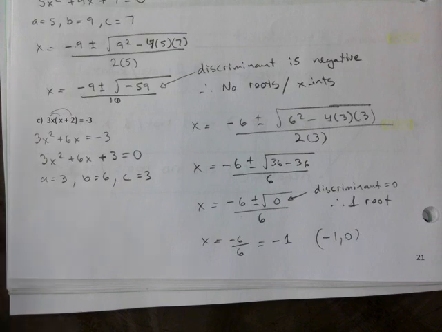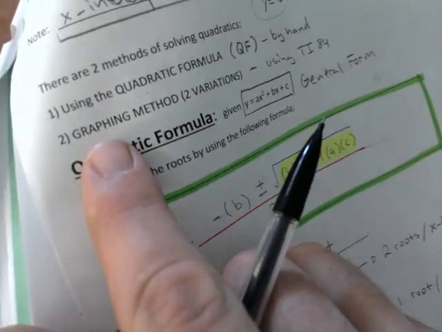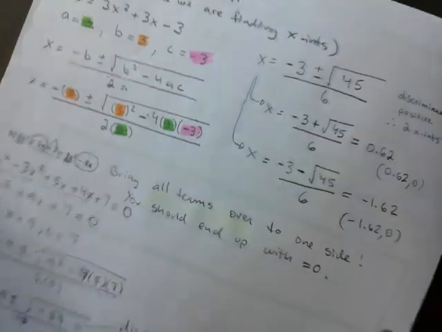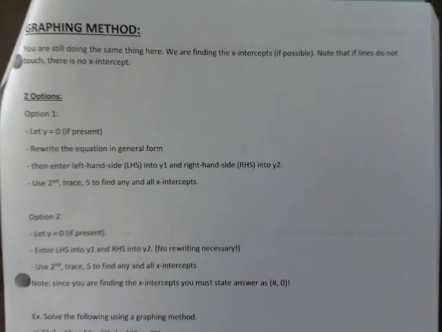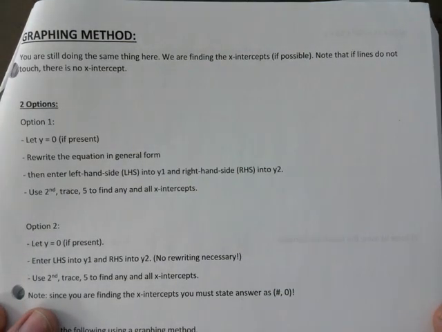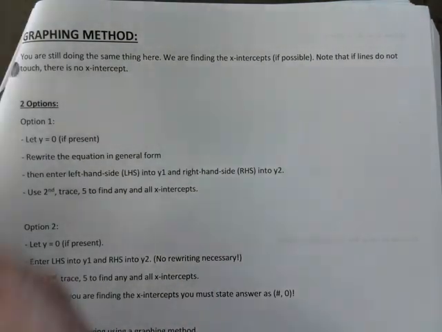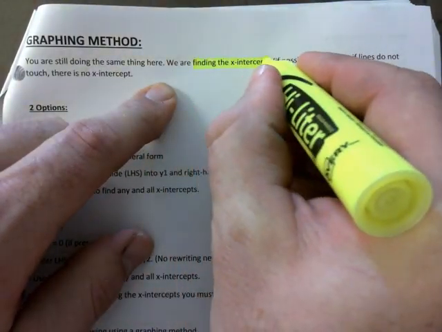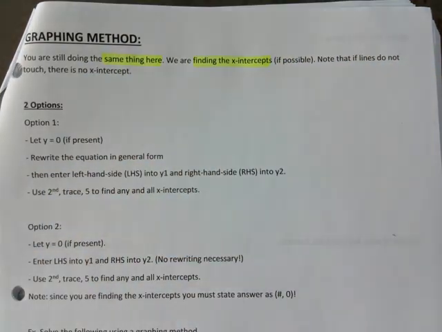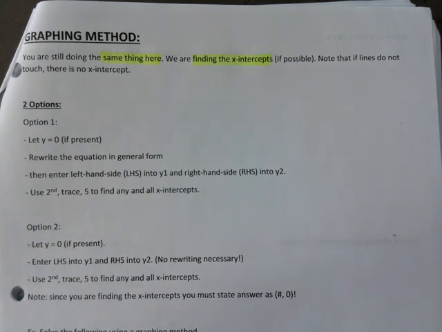Okay? Now we're going to use a different method, which I'm just going to flip back to where we started. I told you that there's a graphing method there, right? There are 2 variations for doing that. You're essentially doing the exact same thing. It's just a different method. So come with me to page 22. Graphing method. You're doing the same thing here, right? We're finding the x-intercepts. So if you use the graphing method, you're still finding the x-intercepts, nothing changes.